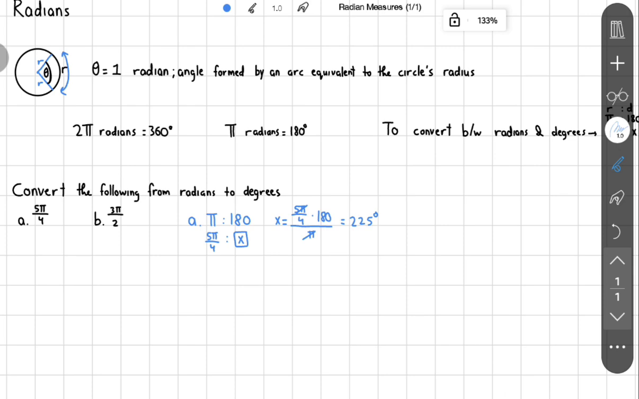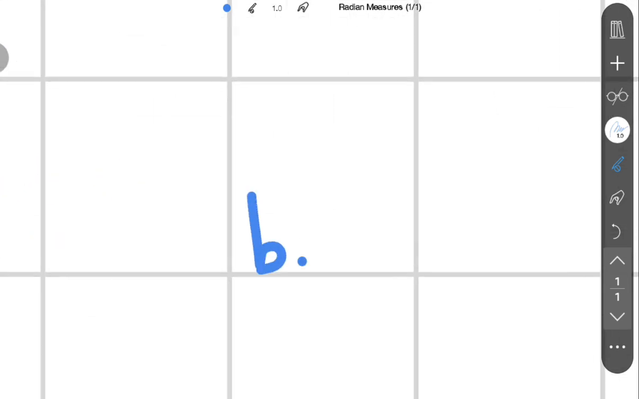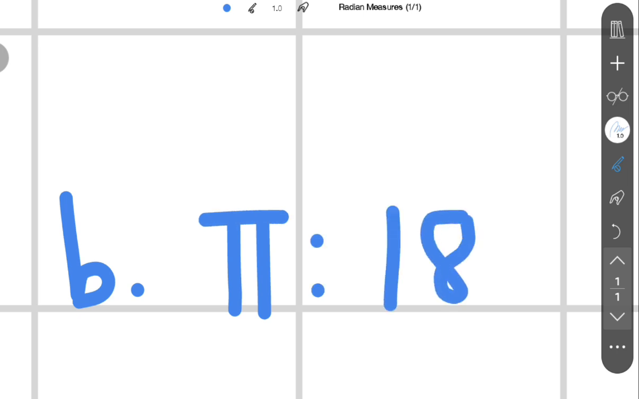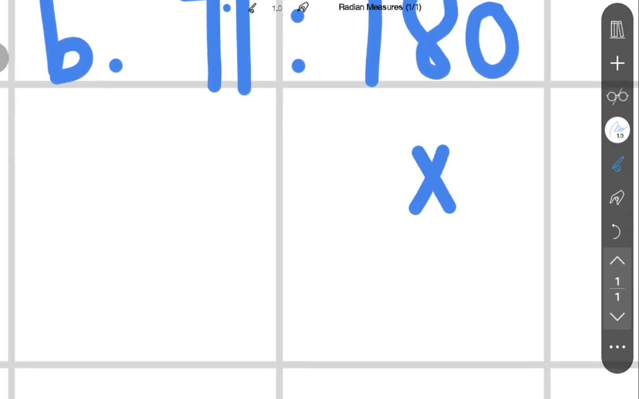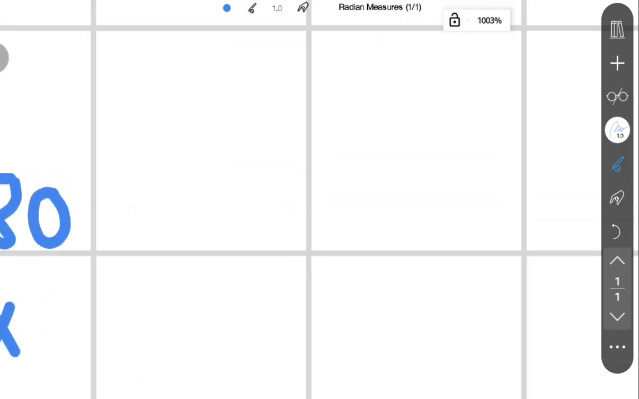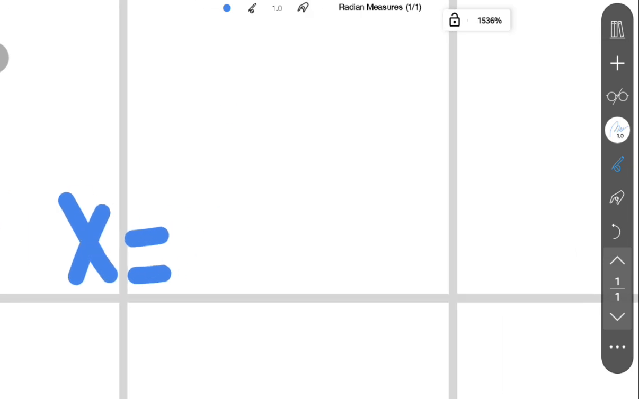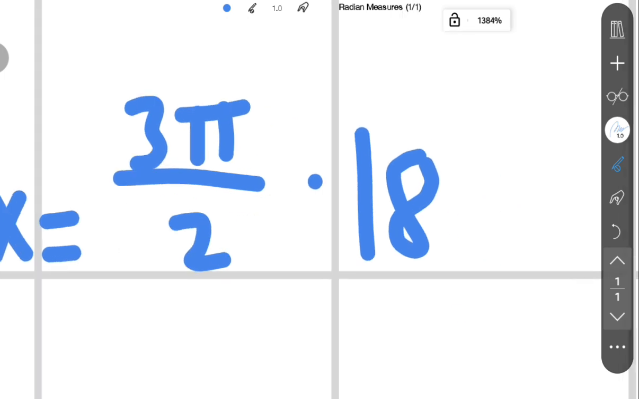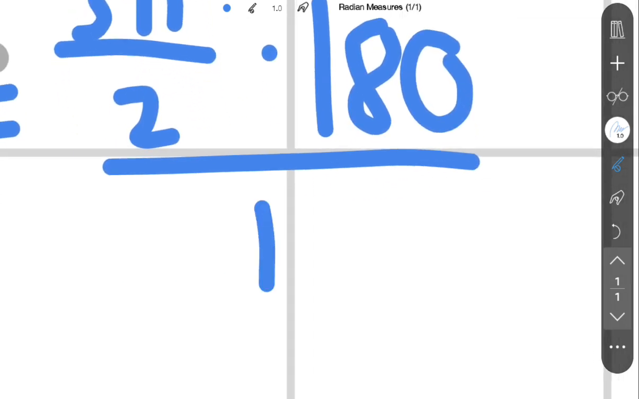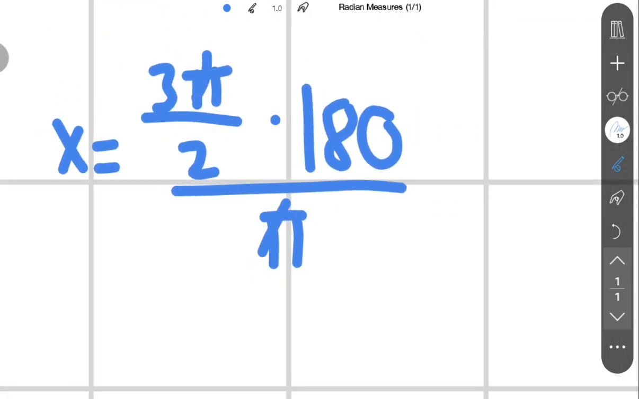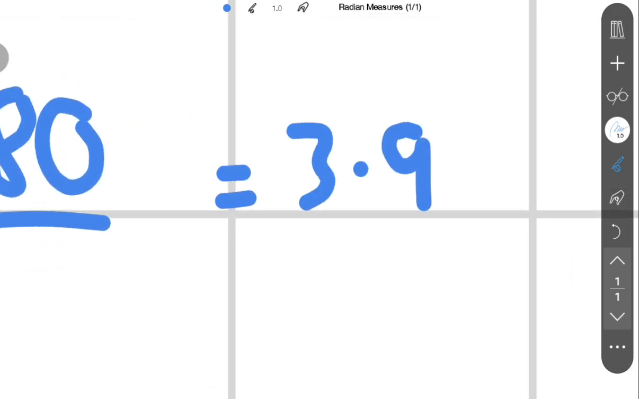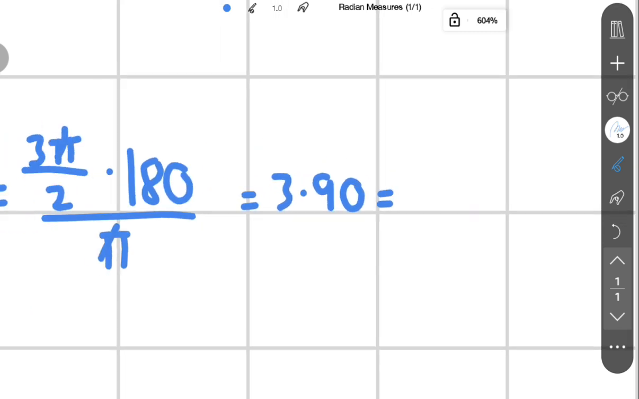Let's move on to the second. We have the same point of comparison: pi equivalent to 180, trying to look for x degrees, and we have 3 pi over 2. So x is equal to 3 pi over 2 times 180 all over pi. You can see that the pi's will cancel out. 180 times a half is 90, so 3 times 90. So that's equal to 270. Let's just make sure.